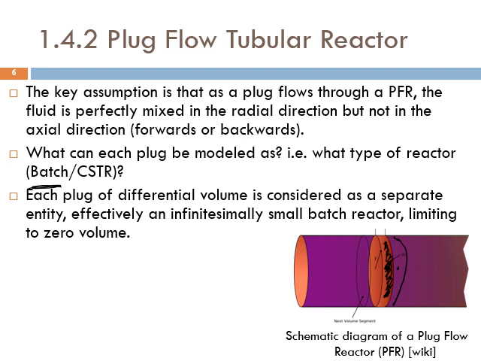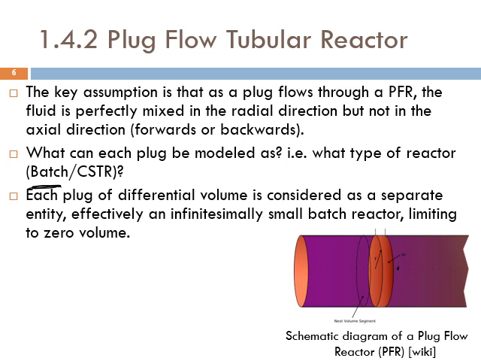So each plug is of differential volume. Each plug is very, very small, right? It's considered as a separate entity, effectively an infinitesimally small batch reactor, limiting to 0 volume. So actually, the smaller the plug is, if we model it with small plugs, the closer it gets to the batch reactor. Why is that?